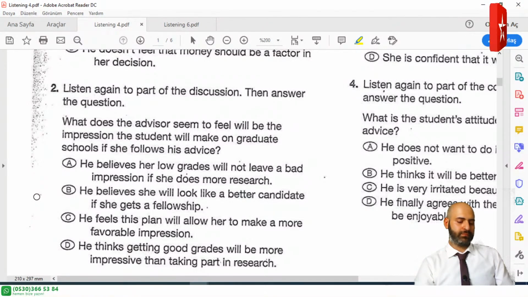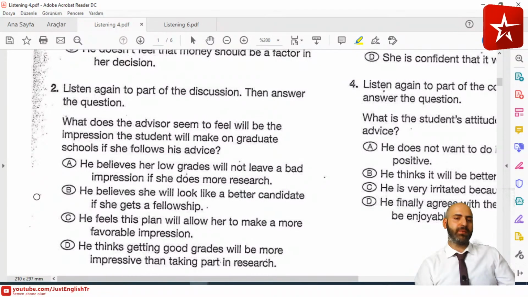What does the advisor seem to feel will be the impression the student will make on graduate schools if she follows his advice? Answer A says he believes her low grades will not leave a bad impression if she does more research. B, he believes she will look like a better candidate if she gets a fellowship. C, he feels this plan will allow her to make a more favorable impression. Or D, he thinks getting good grades will be more impressive than taking part in research.